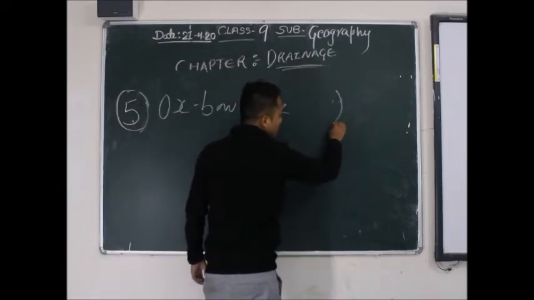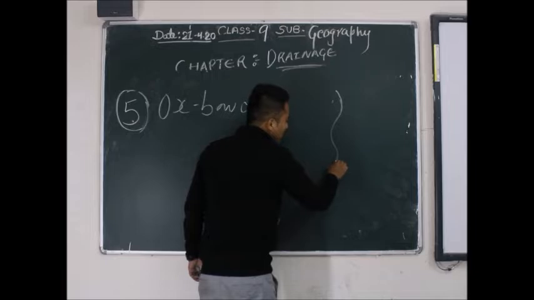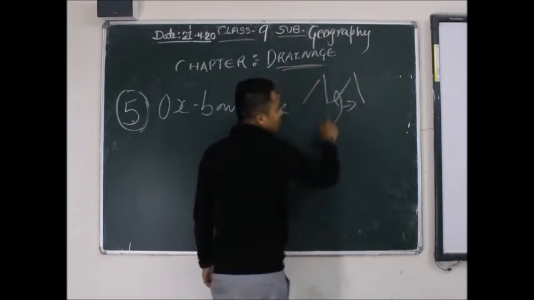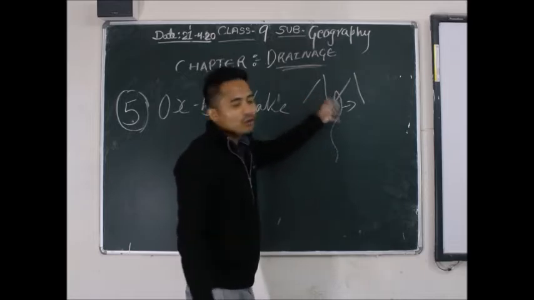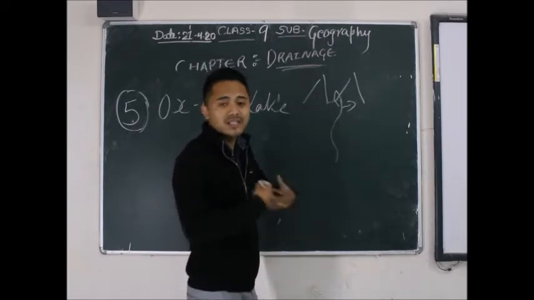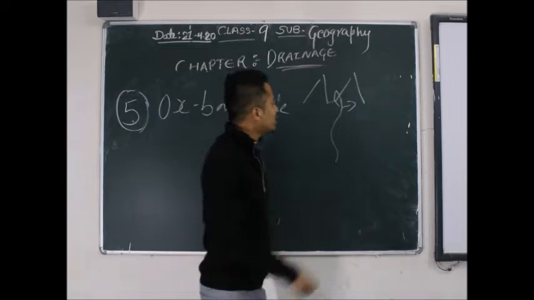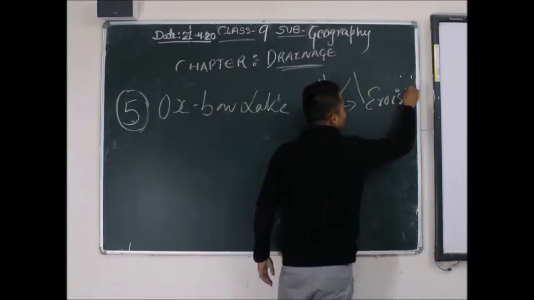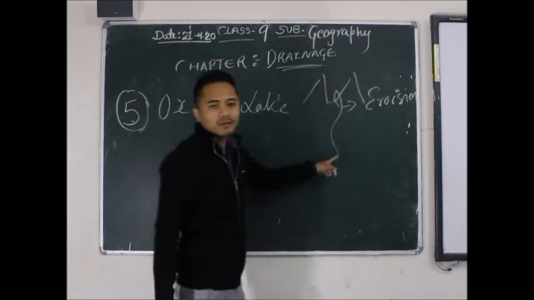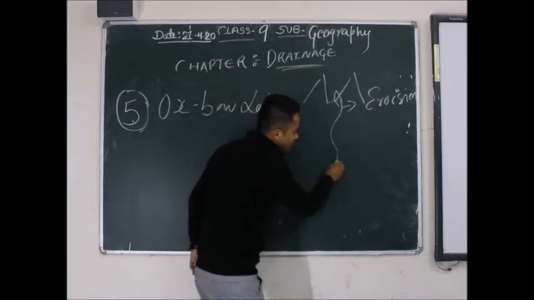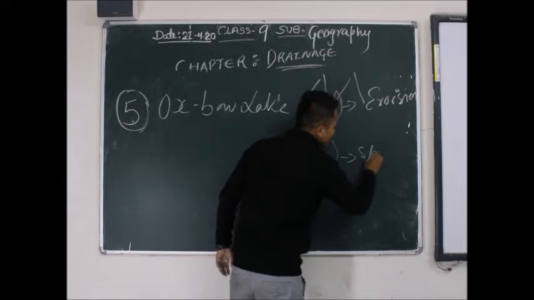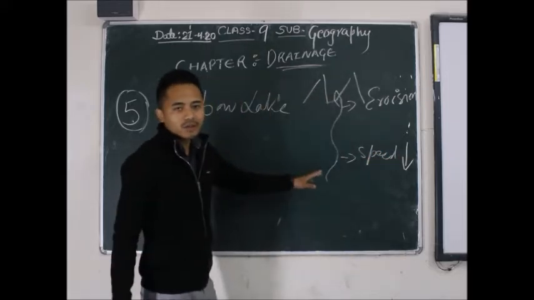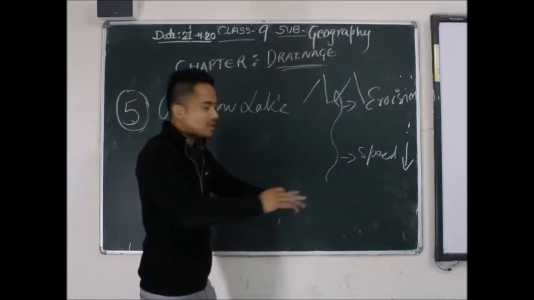When the river flows from the mountains and comes to the plains, I told you earlier, the river is considered to be a youth. Okay, they are very energetic. Their speed is high. That's the reason why the erosion process is very high, and when the river slowly reaches the plains, the speed of the river decreases.